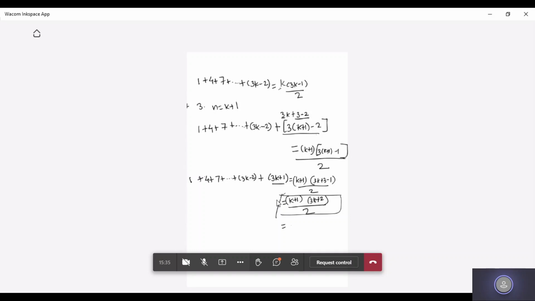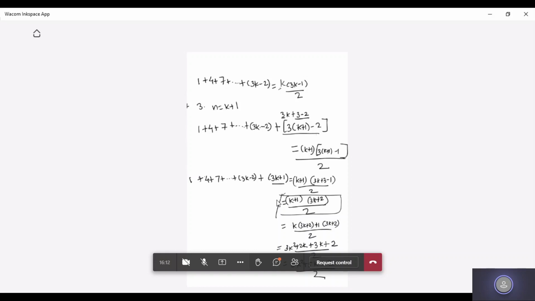So (k plus 1) into (3k plus 2). So it is k(3k plus 2) plus 1(3k plus 2), divided by 2. So it would be 3k square plus 2k plus 3k plus 2 divided by 2, right? So I'm getting it as 3k square plus 5k plus 2 divided by 2. Okay. So I have solved up to this step for RHS. So I have solved for RHS, right? Let us solve for LHS.